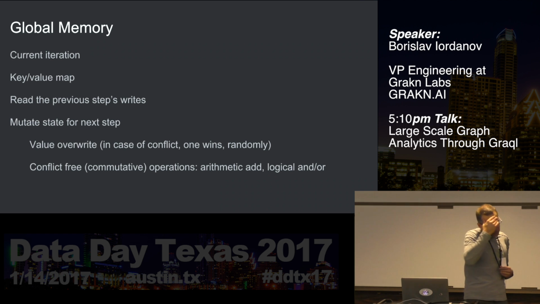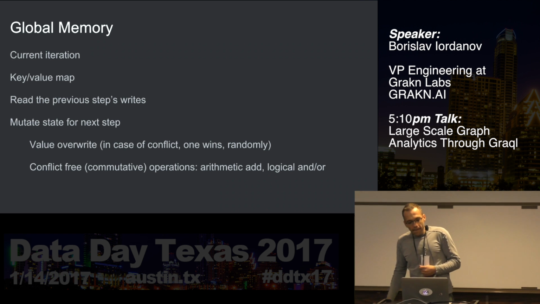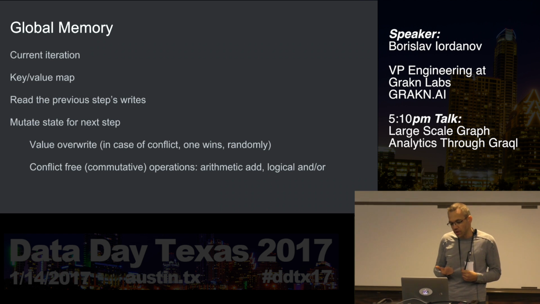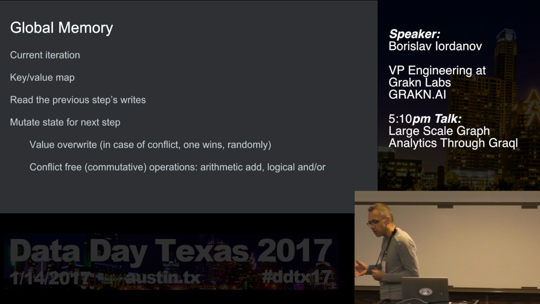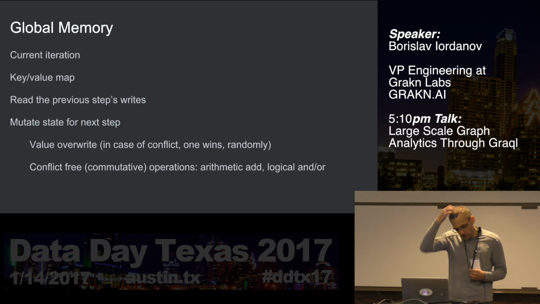A few things that I want to say about this global memory. This kind of object is like a key-value map that you can read and write, but it has a few interesting properties. One of them is that it gives you the current iteration, so you know exactly which state you are in. The other one is that you can write any value you want, but if multiple writers write to the same key, it's just the last one that is going to be used, and it's a bit random which one is chosen.